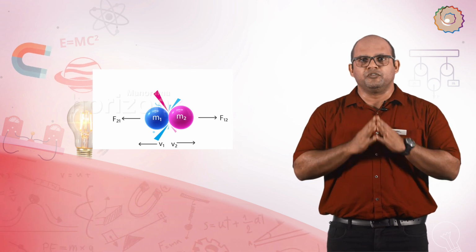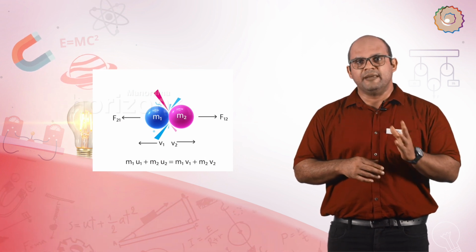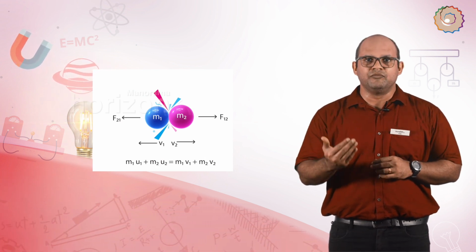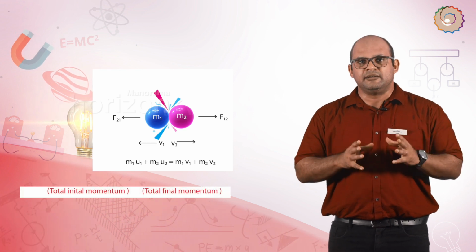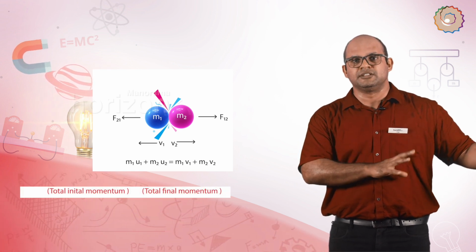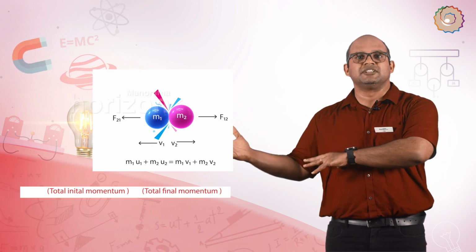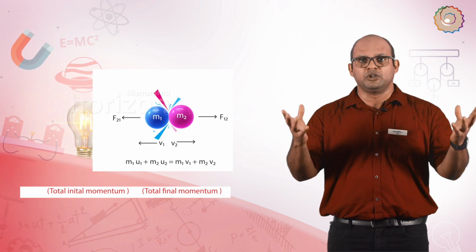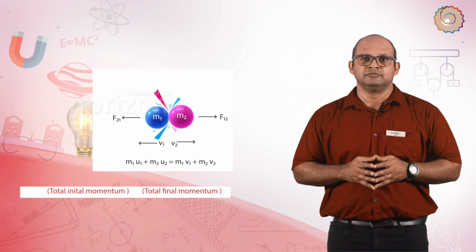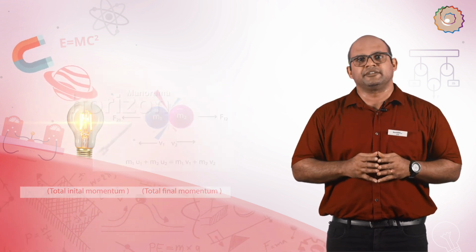Mathematically, the principle of conservation of momentum states that m1 u1 plus m2 u2 is equal to m1 v1 plus m2 v2. Or in other words, the sum of the initial momenta of the system before collision is equal to the sum of the final momenta of the system after collision. There is no change in the net or total momentum of the system. But how? How can we see that this principle is correct?